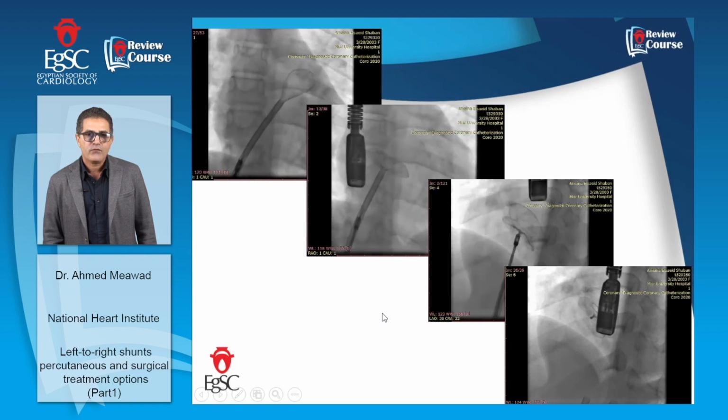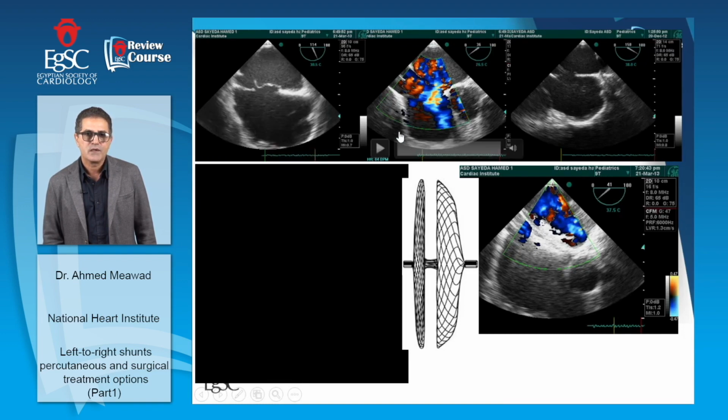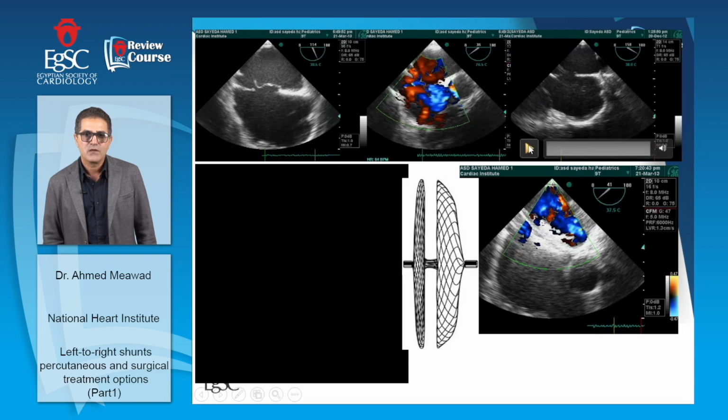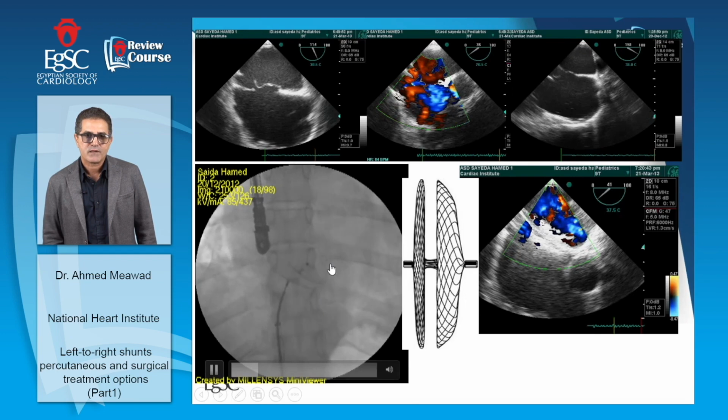Also, if we have multiple fenestrations, multiple atrial fenestrations, we can use a special device. This is for multiple fenestrations. We can use the cribriform device. It is the same as the ASD occluder, but the connecting waist is very narrow.